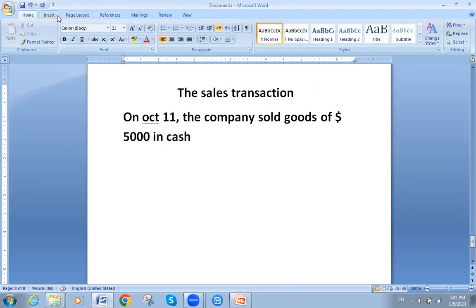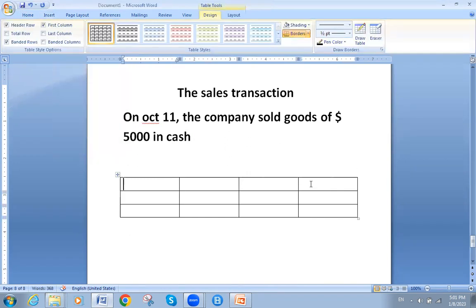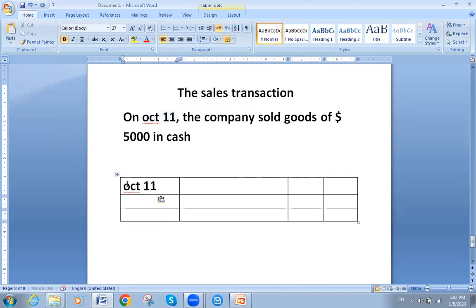So I will insert a table, 4x4. And the last two columns, this column will be here and this column will be here. That's more than enough. And for me, a space for myself. I will go to my page on October 11, copy it with Control and C, and paste it here with Control and V. The company sold goods of 5,000 in cash. So what will happen here? The cash is increased and cash is an asset. And when an asset increases, this is debit.